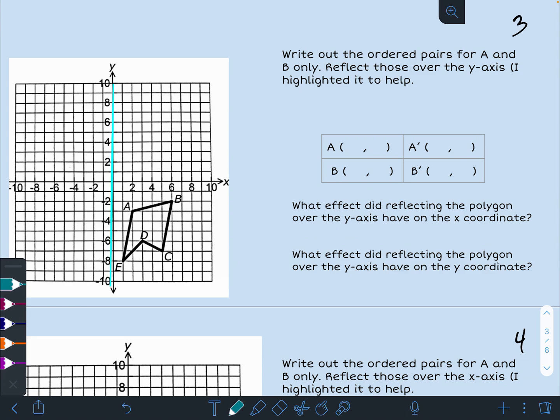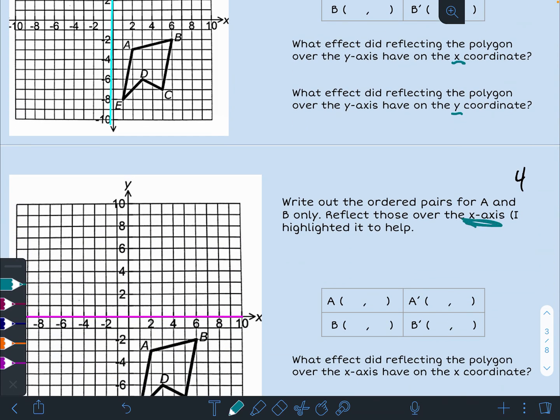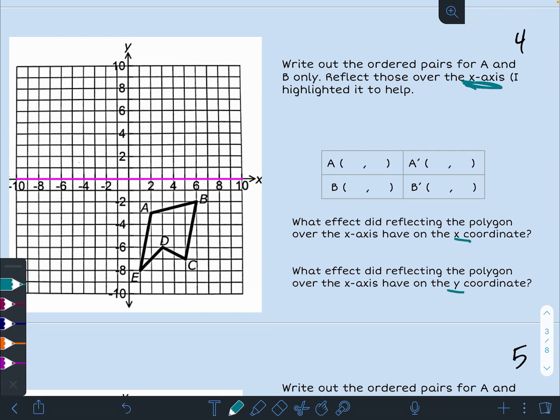So I want you to continue practicing these. Notice the shape moves. Again, I'm only asking you to do A and B. The shape moves, and make sure that you are paying attention to when you reflect over the y-axis, what happens to x, what happens to y. When you reflect over the x-axis, what happens to x, what happens to y. So you have 7 more of these to do.